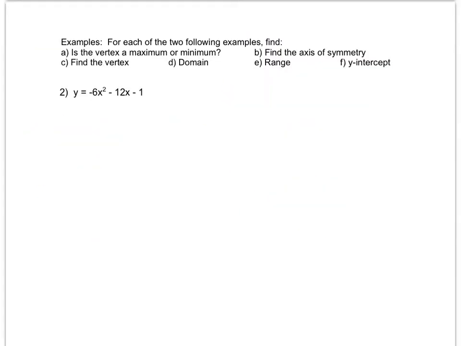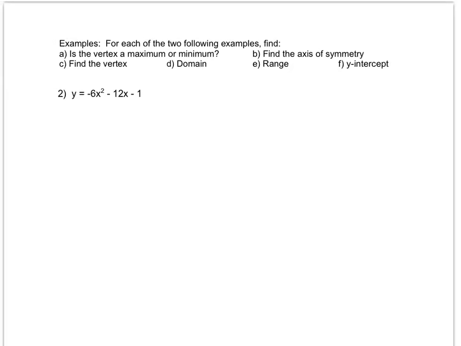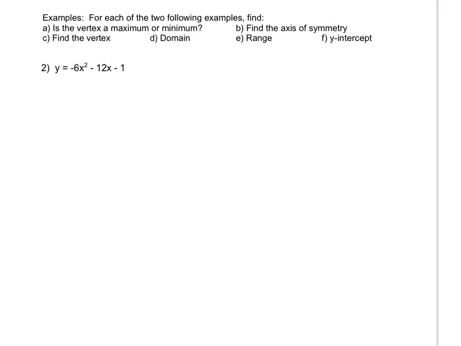All right, so doing the same thing. Example 2, I'm going to first say, is it a maximum or minimum? I'm going to take the 30 seconds, not even the 10 seconds it takes me, and draw it. I see my A is negative. Therefore, it opens down, which means I have a top point. So I'm going to go ahead and say maximum.